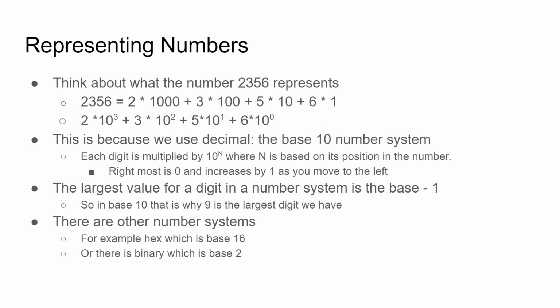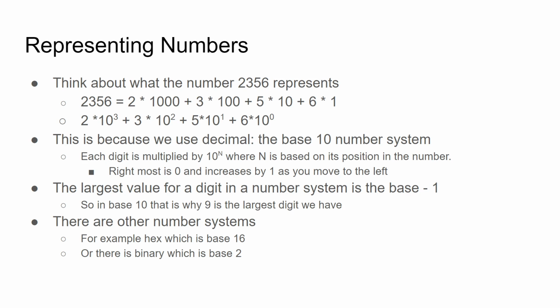So let's talk about representing numbers, integer numbers to be precise. When we have the number 2,356, this is just shorthand notation for 2 times 1,000 plus 3 times 100 plus 5 times 10 plus 6 times 1, even if we've forgotten that way back when we learned it in elementary school. That's really what you're saying when you write a number like this. Another way of writing it is 2 times 10 to the 3 plus 3 times 10 squared plus 5 times 10 to the 1 plus 6 times 10 to the 0.